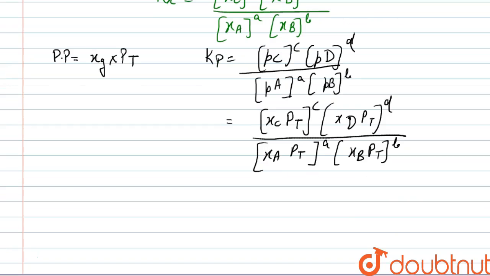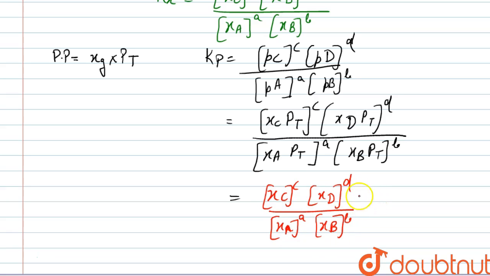So it will be equal to xc to the power c, xd to the power d, divided by xa to the power a and xb to the power b, and we will write Pt as common. It will be Pt, that is the total pressure, or we are given total pressure as only P, so it will be P to the power (c plus d minus a plus b).